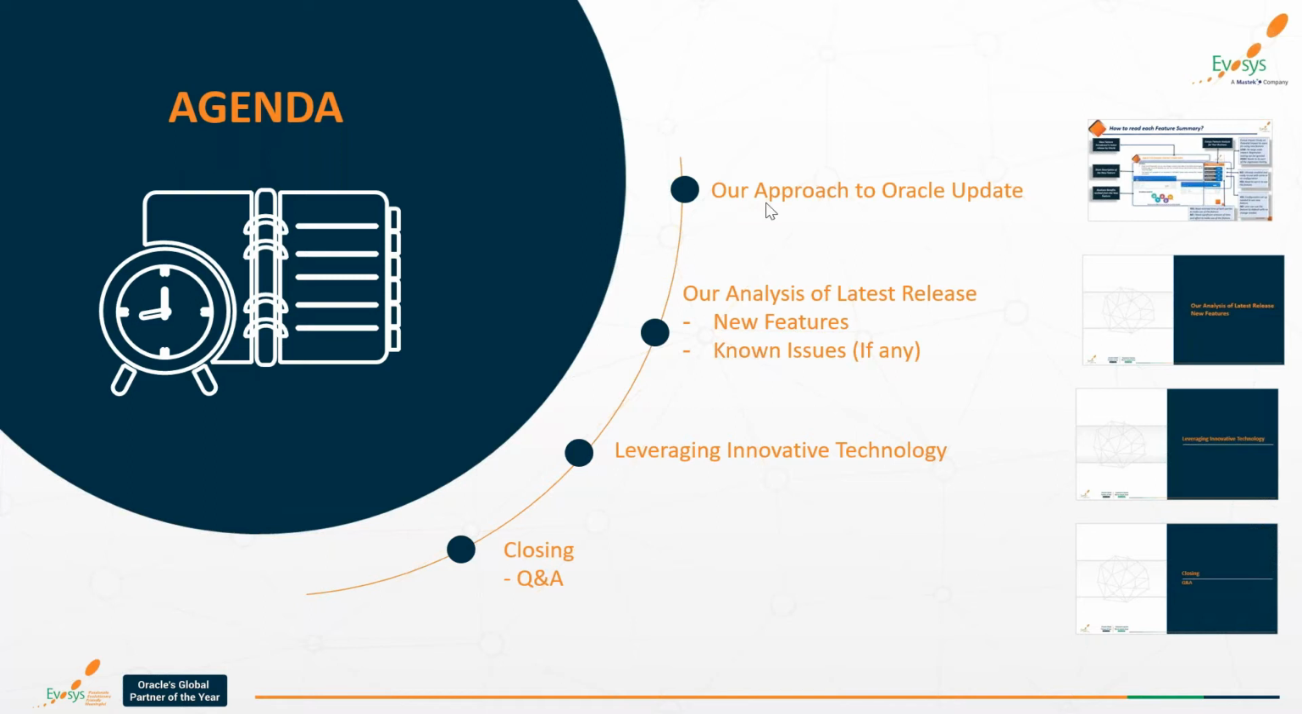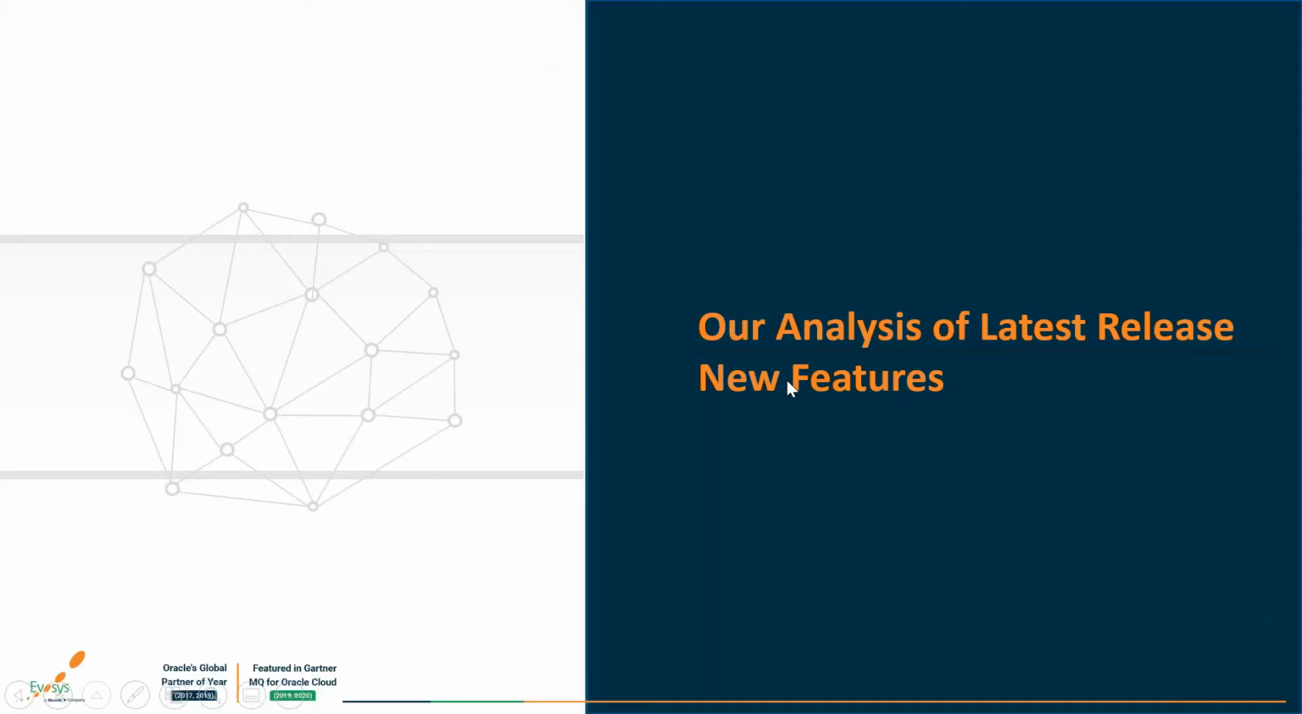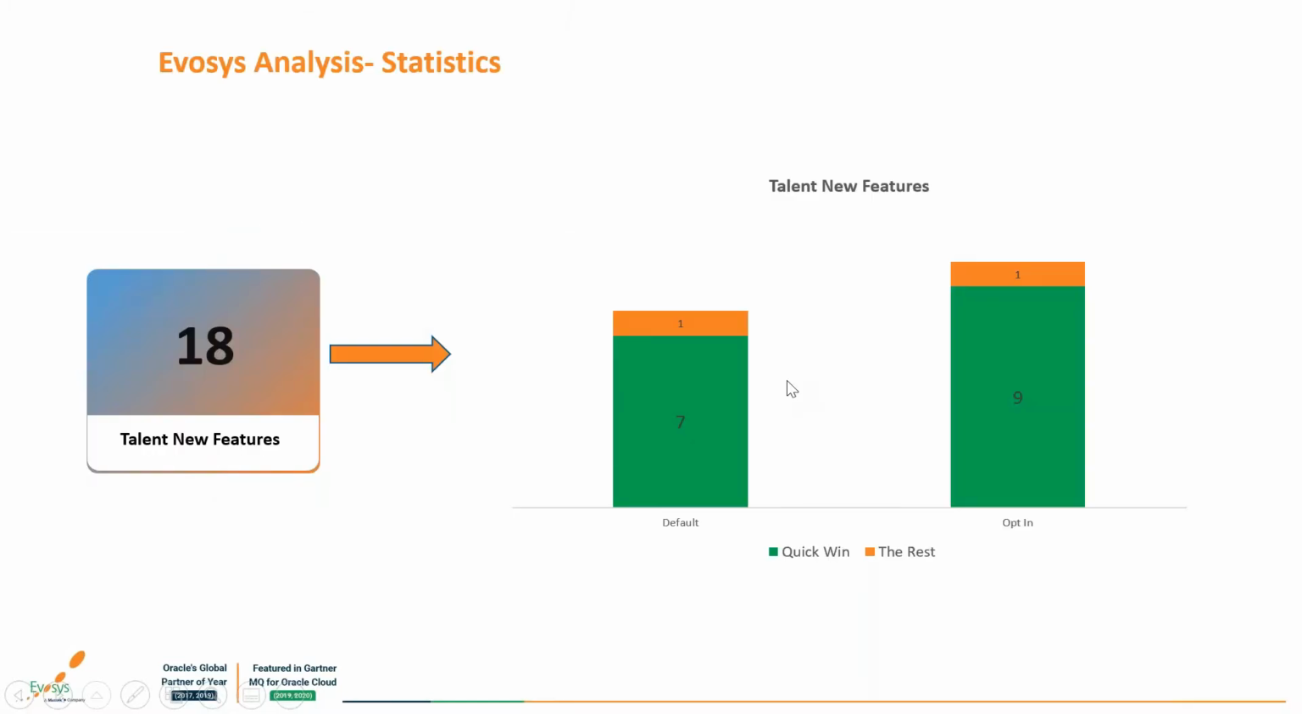Thanks, Chris, and welcome to everyone for this slide. And let me just go to our analysis for the 20B release. So in 21B, we have a total of 18 features. We have divided these 18 features into quick win and rest.